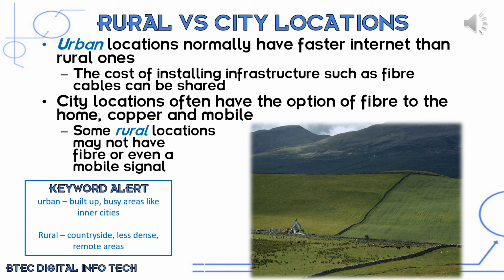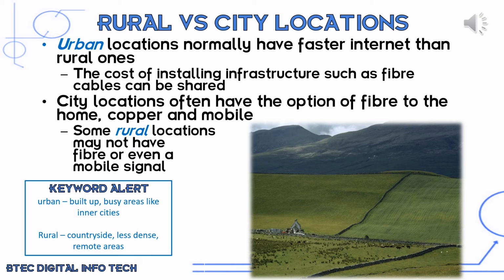Okay, an urban location would be a built-up city, as you can see here, which I think is Tokyo. So we can look at a really busy city, which is called an urban location. This is a built-up inner city area.